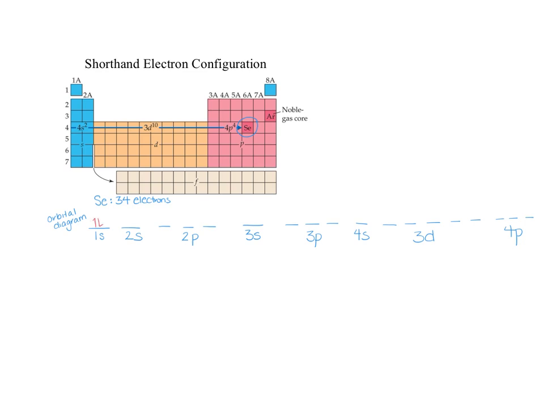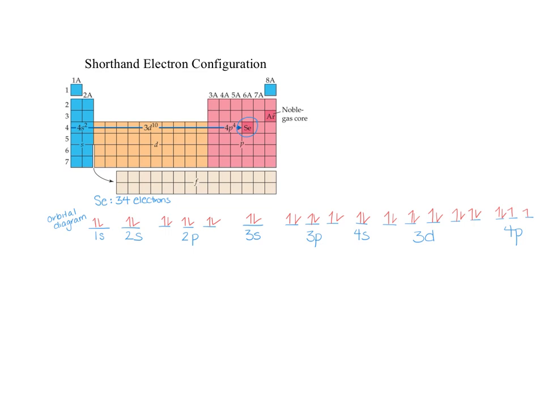So 1, 2, 3, 4, 5, 6, 7, 8, 9, 10, 11, 12, 13, 14, 15, 16, 17, 18, 19, 20, 21, 22, 23, 24, 25, 26, 27, 28, 29, 30, 31, 32, 33, 34. All right, there's my orbital diagram. Boy, was that a pain. That was a lot of writing.